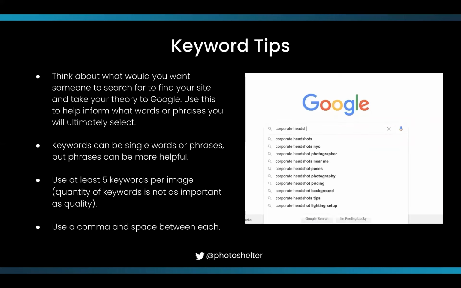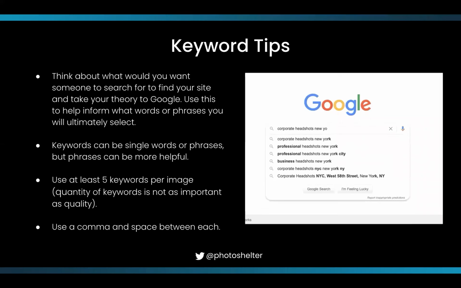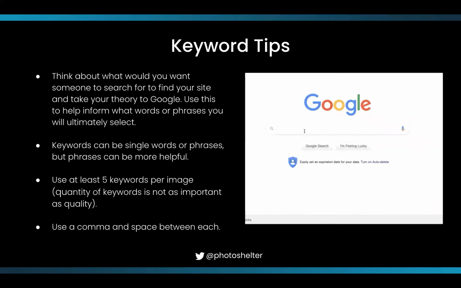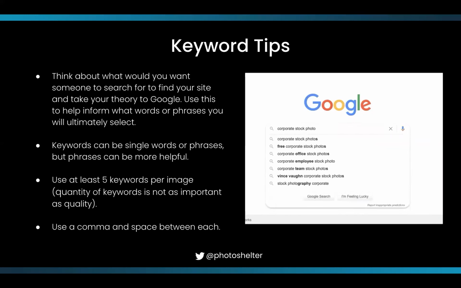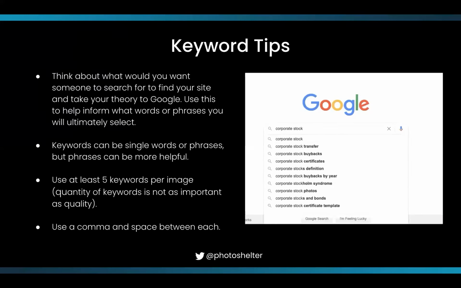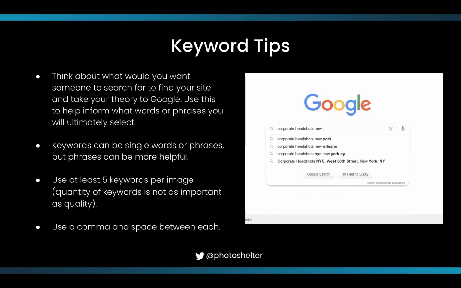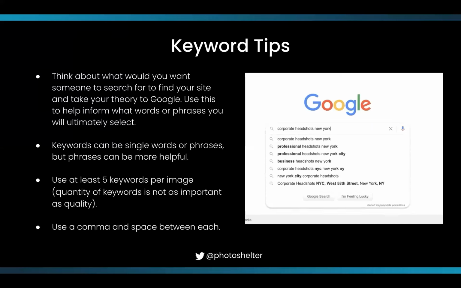So one of the fields in IPTC is keywords, and this is where people get hung up a lot. You want to think about what you would want someone to search for to find your site, and take that theory to Google. Use this to help inform what words or phrases you are ultimately going to select. So if you look in this little animation we have here, if you type in the word corporate stock photography, somebody might be looking for corporate stock photography, but maybe they want it specific to New York City. Maybe they want it specific to San Francisco. So relevancy is really important for that.